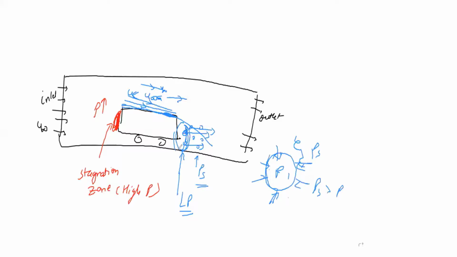Similarly, this is a void. Surrounding this void, there are high pressure molecules, or a high pressure zone. And we know in fluids things will move from high pressure to low pressure. So from the high pressure zone, the molecules will get sucked into this low pressure zone, and this will basically give rise to the recirculation zone. Is it clear now?